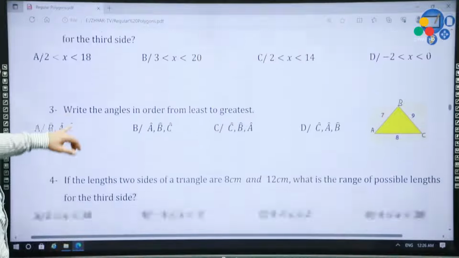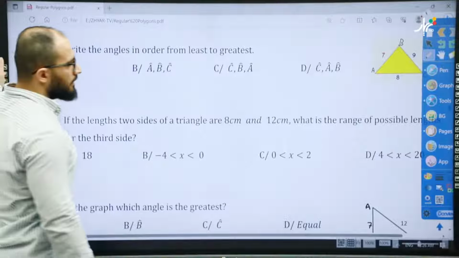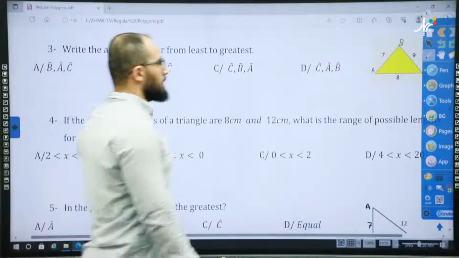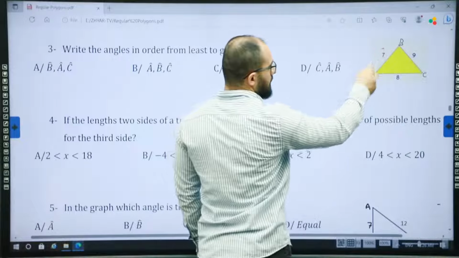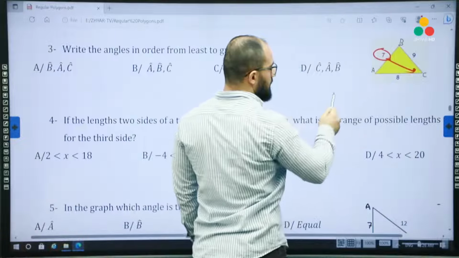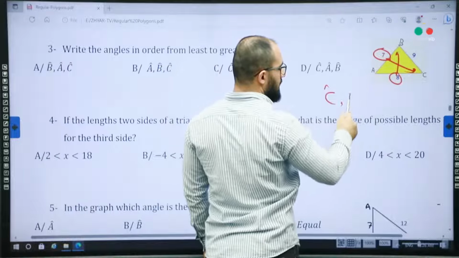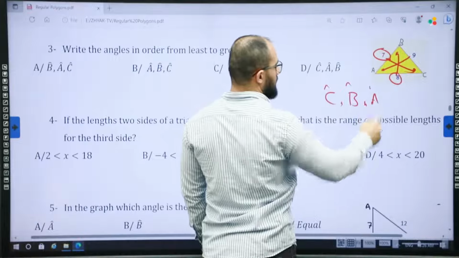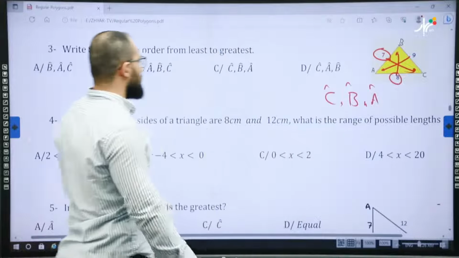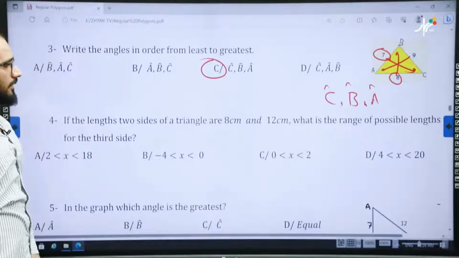Question 3. Again, we have a triangle. It says order from least to greatest. It's quite easy. The smallest side is 7, so 7 is across from C. Then we have 8 across from B and 9 across from A. So C, B, A. Choice C is the correct answer.